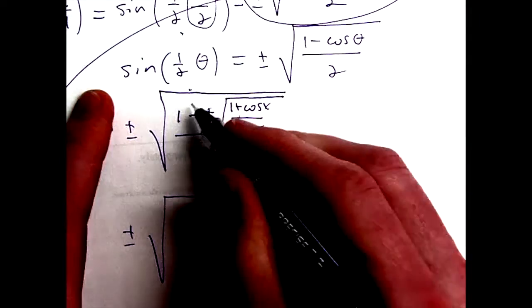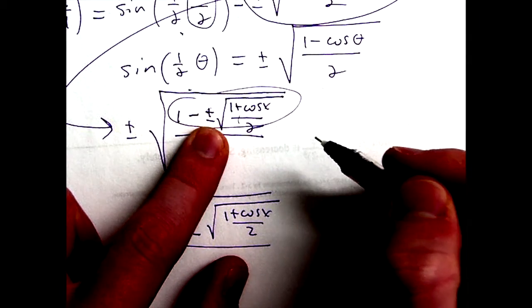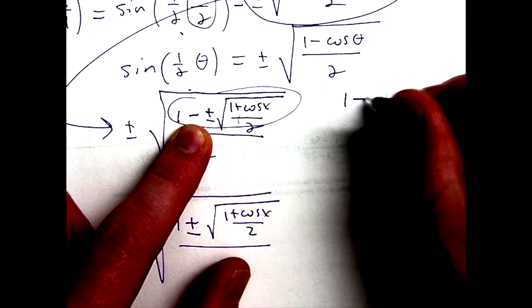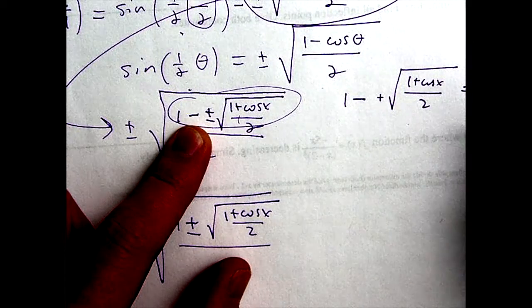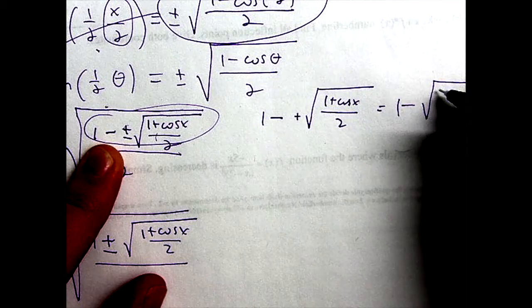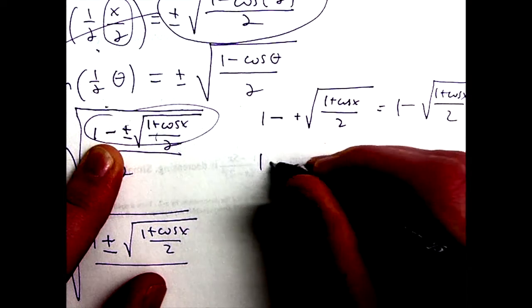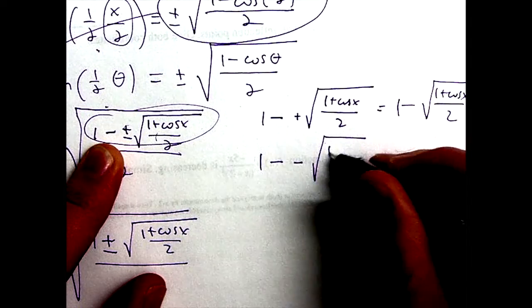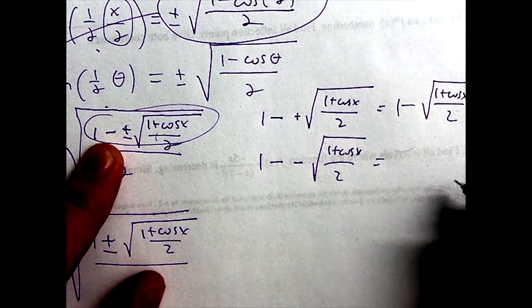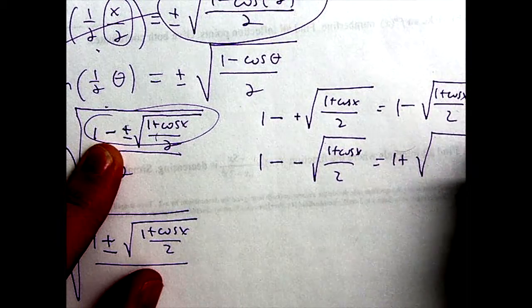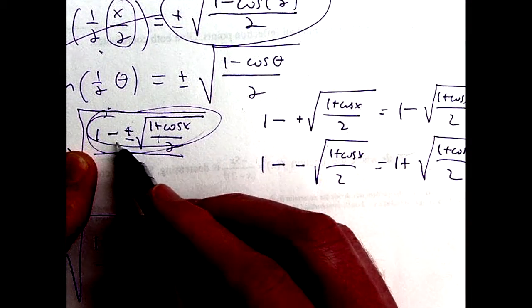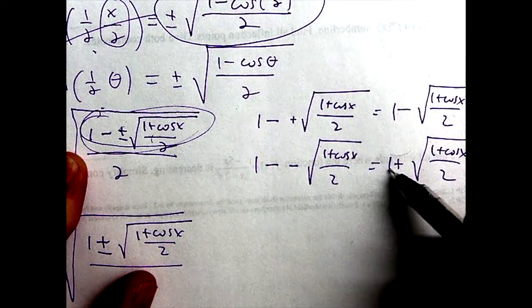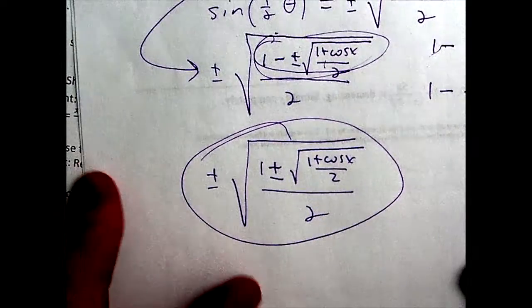What I'm saying here is that in this expression, the 1 minus plus or minus, you don't need the minus. 1 minus positive root 1 plus cosine x over 2 is really just 1 minus root 1 plus cosine x over 2, and 1 minus negative root 1 plus cosine x over 2, because of the minus negative, is really just 1 plus root 1 plus cosine x over 2. So you can see that this whole expression is the same thing as just 1 plus or minus. This minus is not really necessary. That's the point that I'm making here, and that's the answer that I'm looking for.